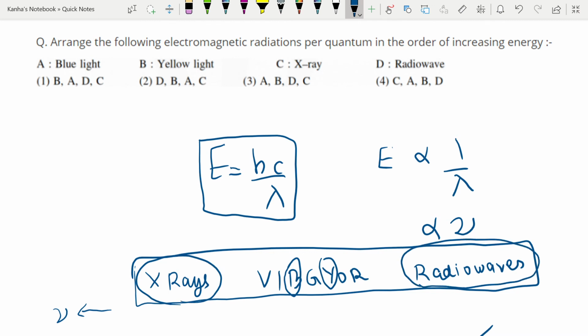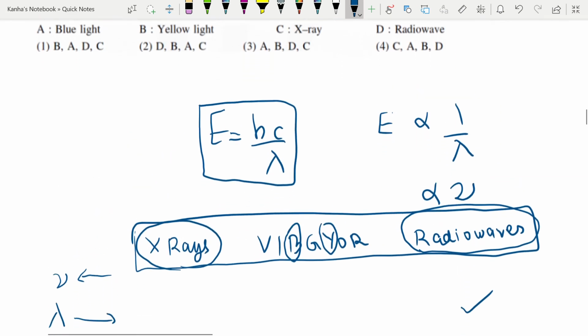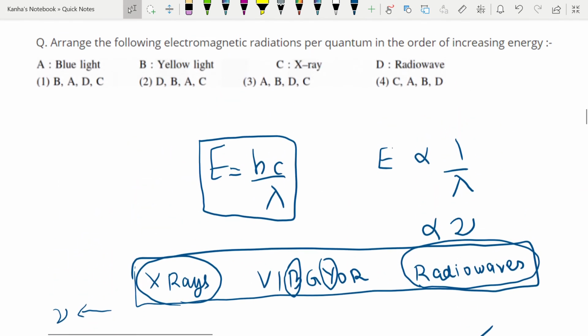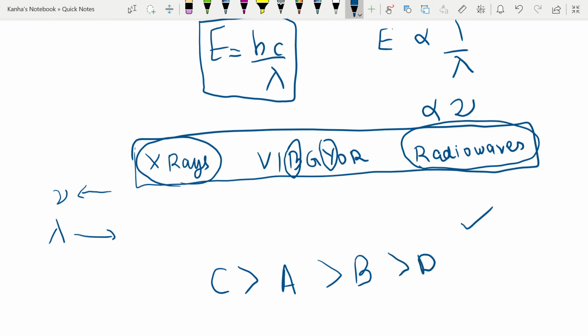So my order of energy is what? My order of energy is C, the X-ray, which is greater than blue light. Blue light was A. It is greater than yellow. Yellow was given by B. And finally you have your radio waves as D.